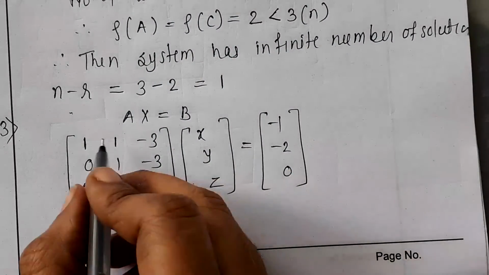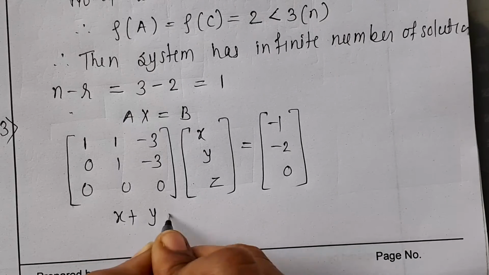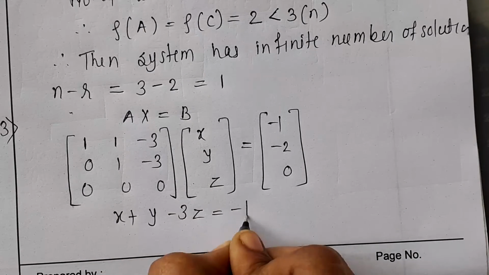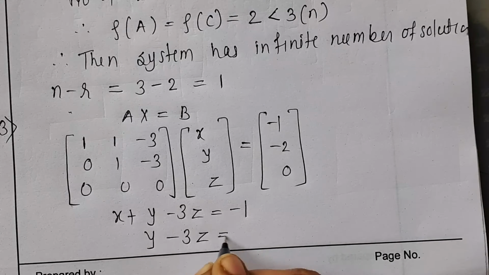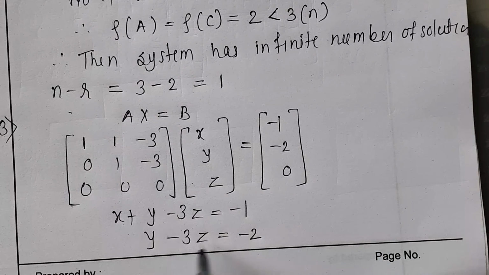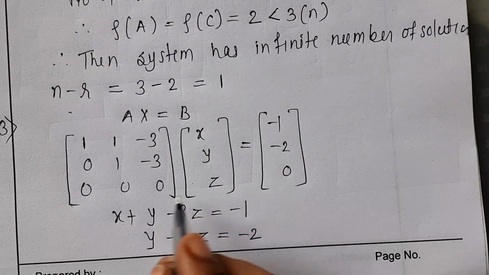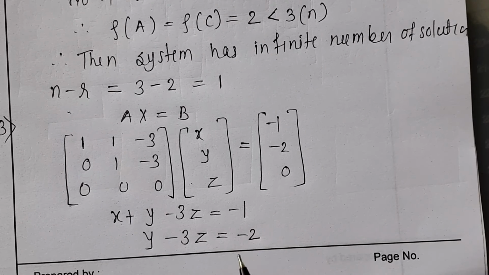Now see, write it in the form of equations. Multiply both the matrices. So first equation is x plus y minus 3z is equal to minus 1. Second equation is y minus 3z is equal to minus 2. But the third equation we are not getting, so we cannot find the solution directly. We are not getting a proper solution.